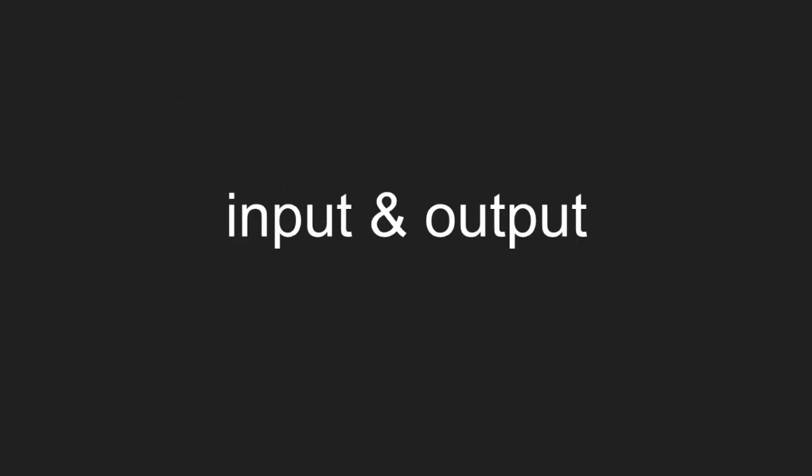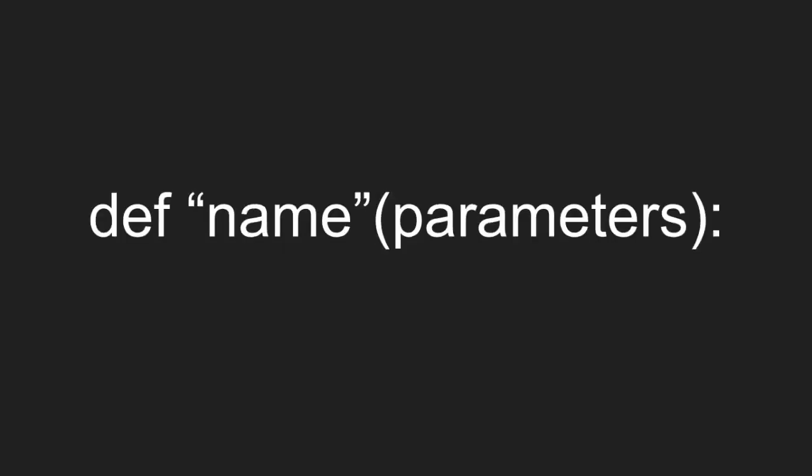Now, a key idea with functions is that a function has input and output, and we often think of a function as a black box. All of the inputs are going to be parameters, and we'll get into the keywords soon, and all of the outputs are going to be the return value.